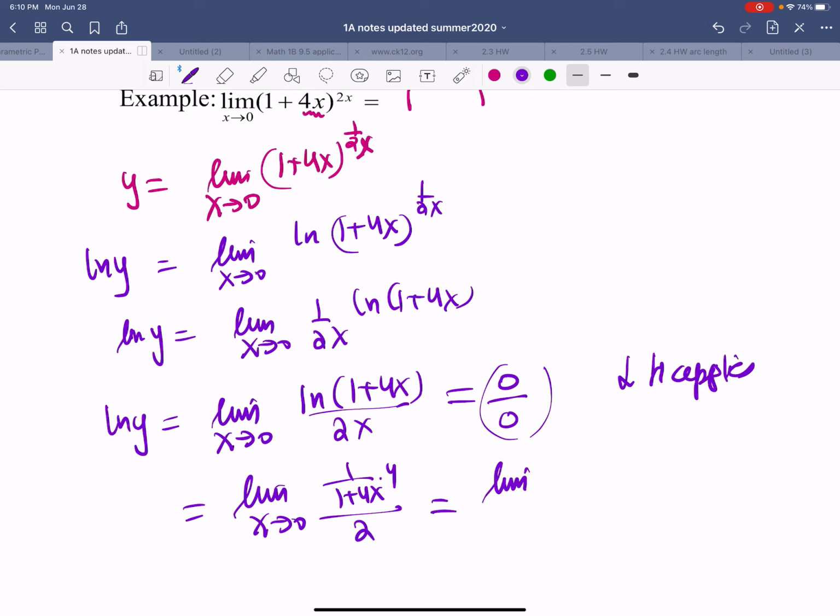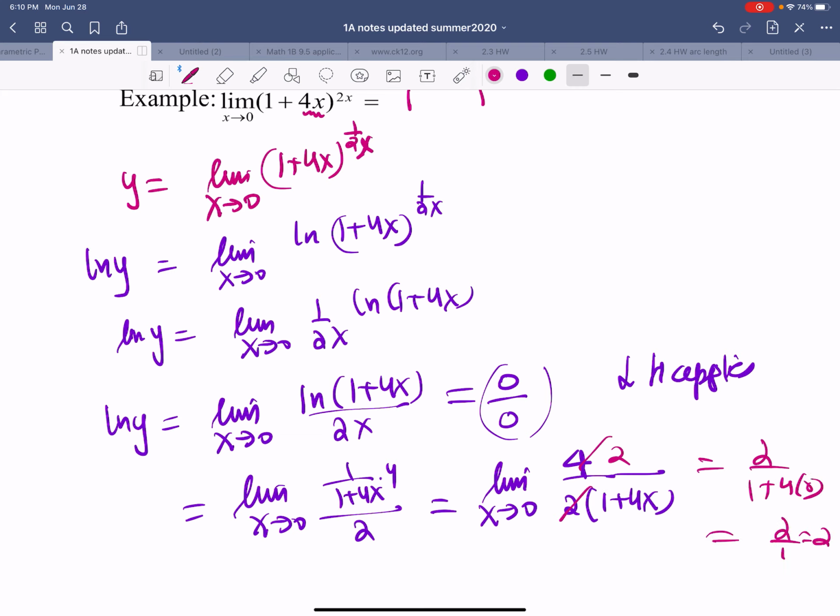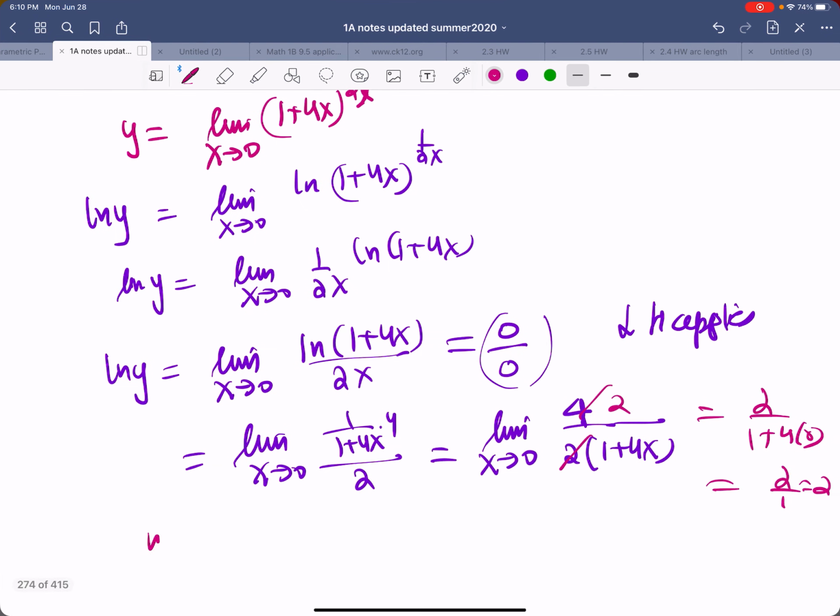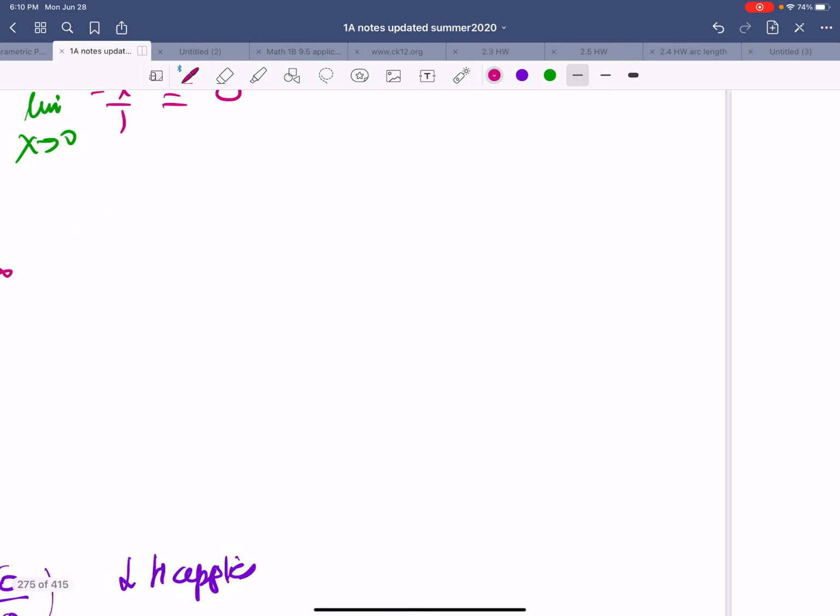Simplifying it, limit as x approaches 0 of (1/4)/(2 times (1 plus 4x)), which is 2 over 1 plus 4 times 0, which is 2 over 1. So this turns out to be 2. The right-hand side turns out to be 2. On the left-hand side, we have natural log of y is equal to 2. Y turns out to be e to the second power, and that's going to be our limit in this case.